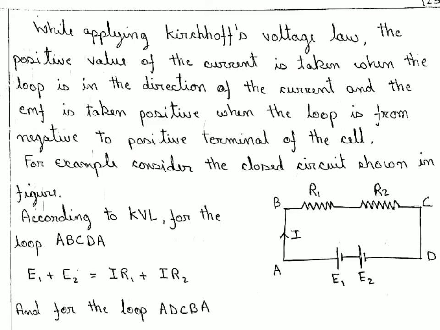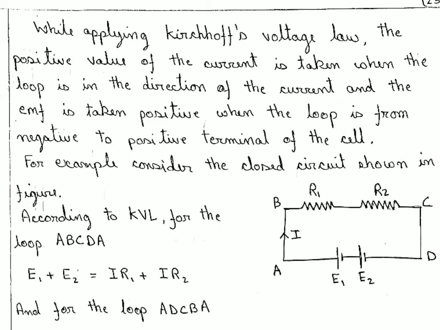You can see here for E2, since E2 is negative at D and positive towards A, hence E2 is positive, and E1 is also negative towards D and positive towards A. So E1 is also taken as positive.